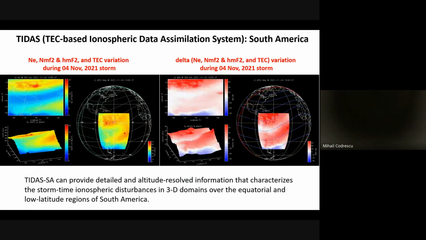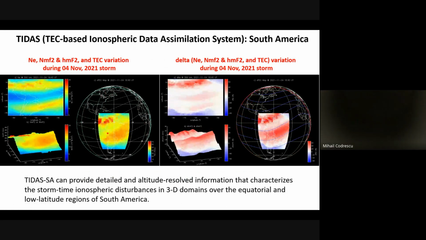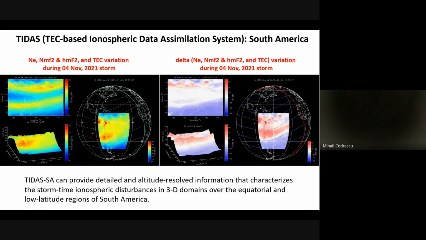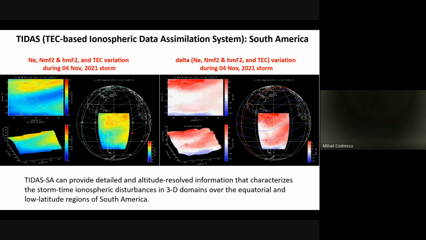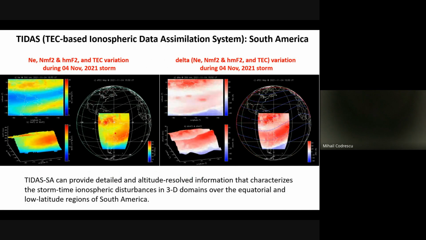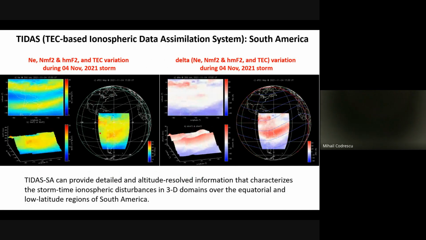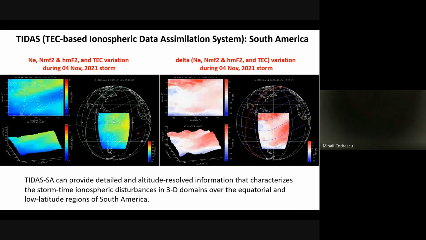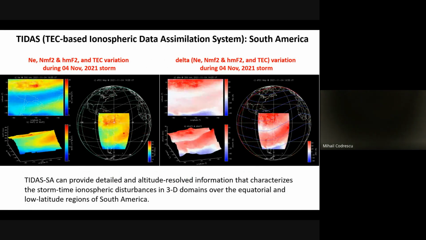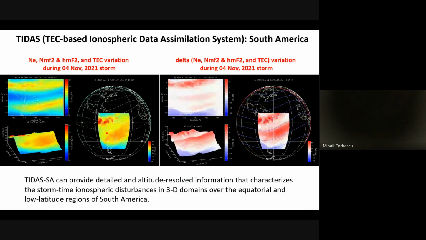Well, there is a way to calculate the prompt penetration electric fields globally from solar wind data. So if you're interested, let me know and I will tell you exactly, because we are using that in the coupled thermosphere, ionosphere, plasmasphere electrodynamics model. And we do that on the fly, so it's real time.